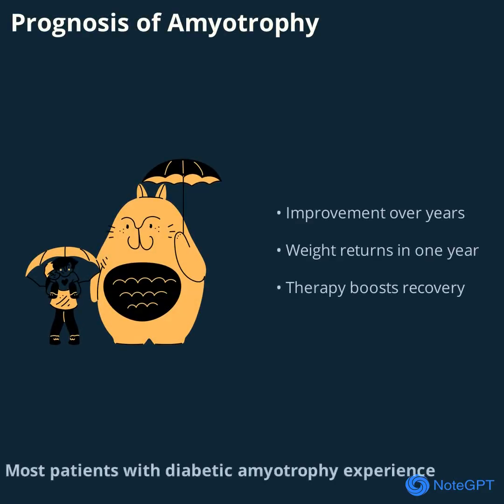Most patients with diabetic amyotrophy experience severe symptoms for the first 6 months, with gradual improvement over 1 to 3 years. Weight loss usually resolves within a year, and muscle strength may continue to improve for up to 3 years. However, full recovery is not guaranteed and depends on adherence to therapy. Early and intensive rehabilitation offers the best chance for regaining function and independence.